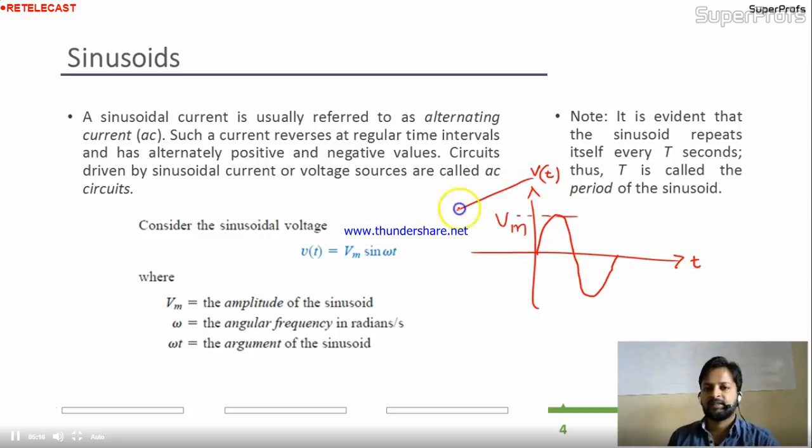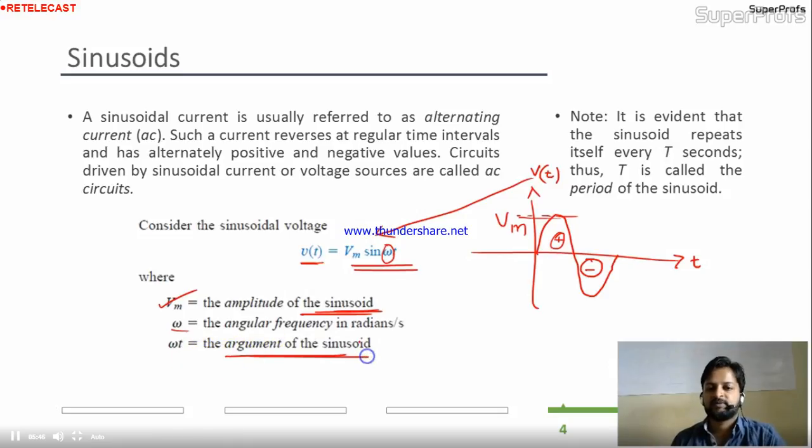So how will you write it mathematically? We'll write V(t) = Vm sin omega t. You are multiplying Vm with sin omega t, right? So the entire thing will become a sinusoid or sine wave. Vm is the amplitude of the sinusoid. Omega is the angular frequency in radians per second. You know about this. Come to omega t: omega t is the argument of the sinusoid. This entire thing is nothing but the argument of the sinusoid.